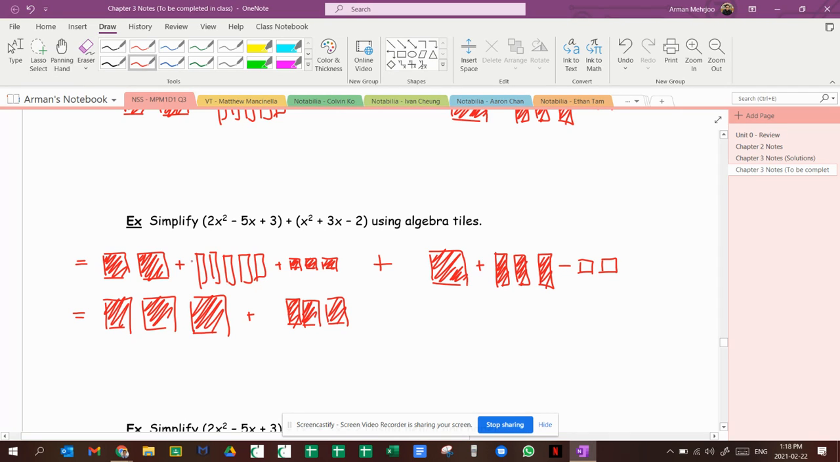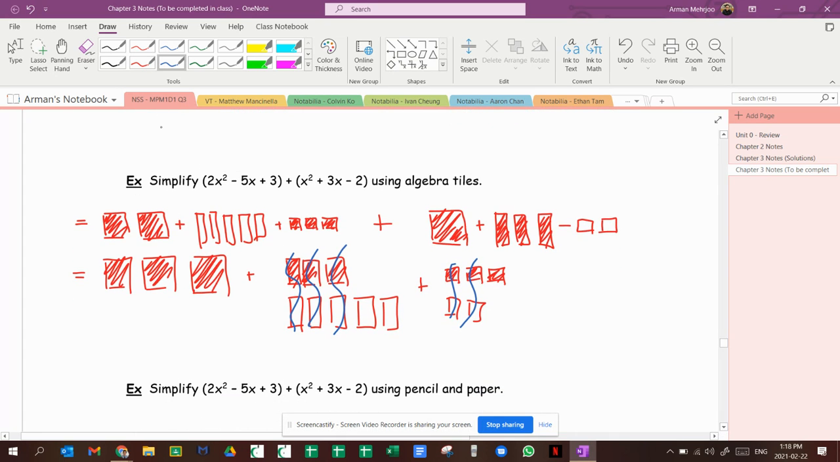And you know what? Now I am going to put these minus 5 x's down below, so that way I can create my 0 pairs. And I have plus 3 of the 1s and minus 2 of the 1s. So let's go ahead and create my 0 pairs. There's 1, 2, 3, 1, 2. And it looks like my final equation is going to be 3x squared minus 2x plus 1.